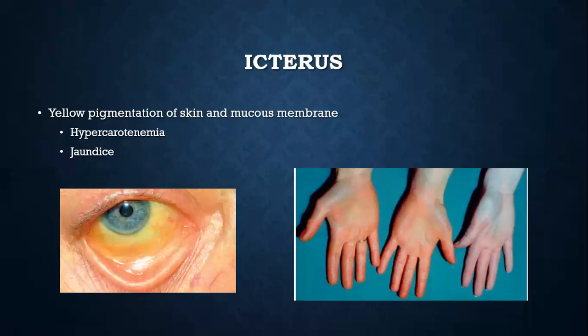Now we are looking for icterus. Icterus, we know, is the yellowish pigmentation of the skin and mucous membrane. This can occur commonly in two conditions: hyperbilirubinemia and jaundice.